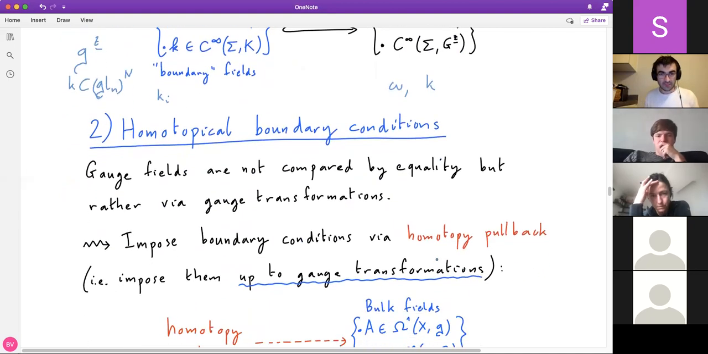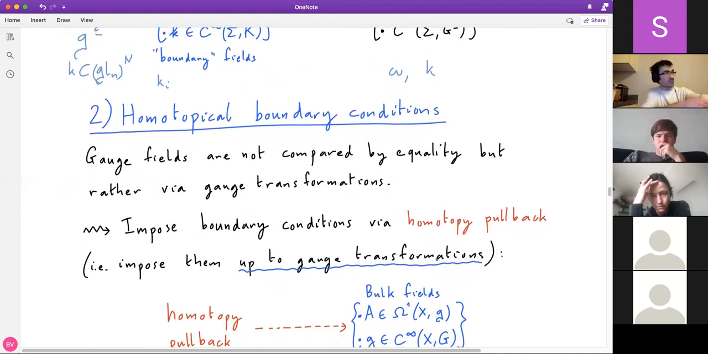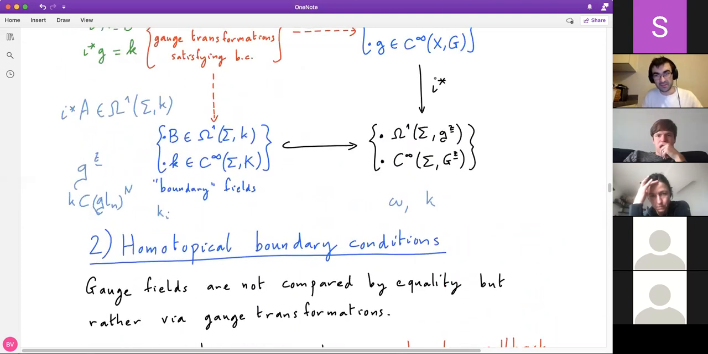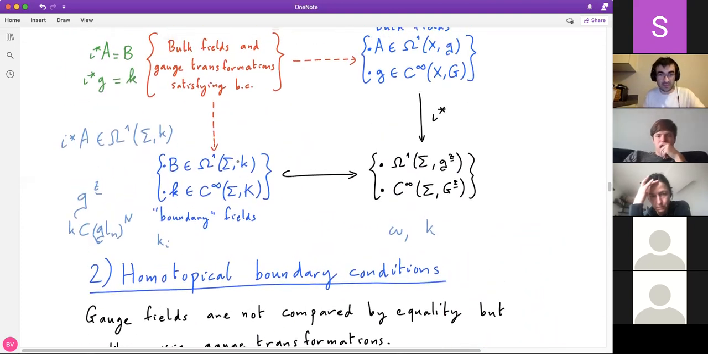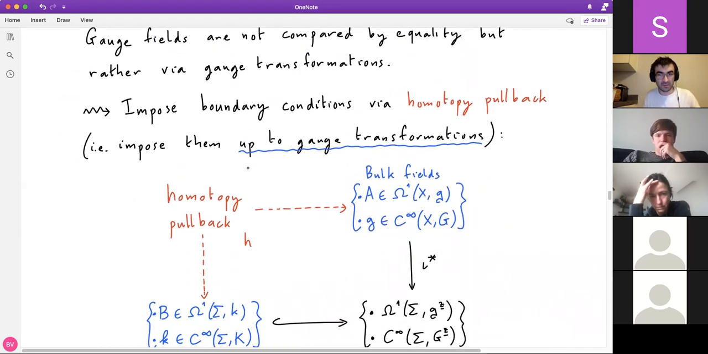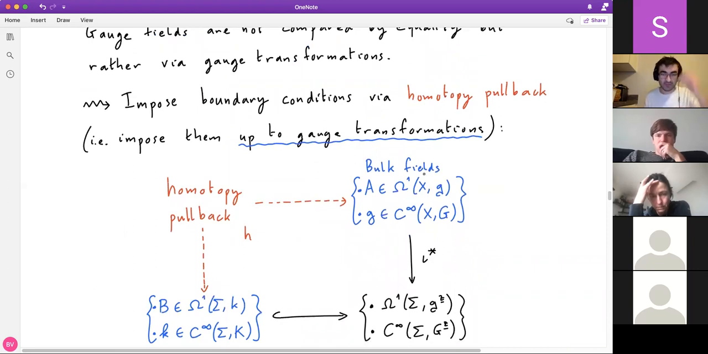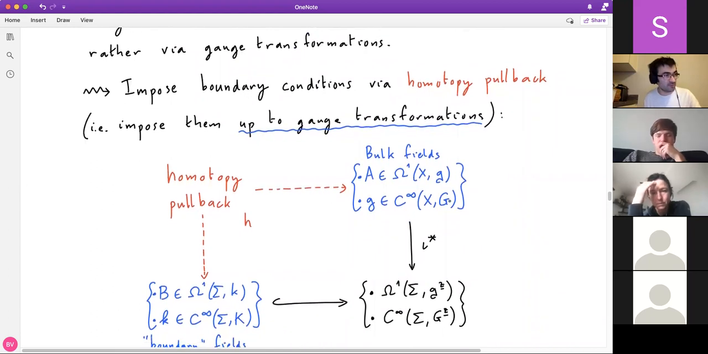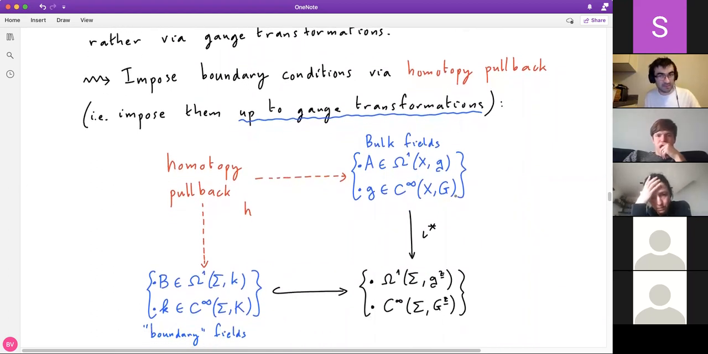So a more natural way of imposing boundary conditions in gauge theories is to impose them up to gauge transformation. So I want to say that the bulk field pulls back to the defect and takes values in this isotropic subalgebra up to a gauge transformation. And the way to do this formally is to do what's called the homotopy pullback. It's the same kind of pullback, but more adapted to working with the model category of groupoids. Groupoids form a two-category, and this pullback is a two-categorical pullback for the groupoids.